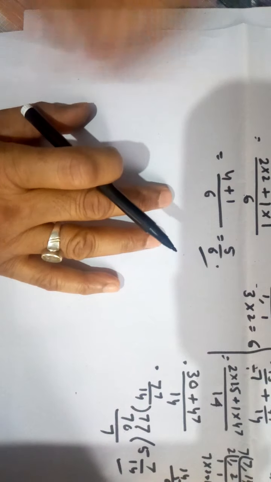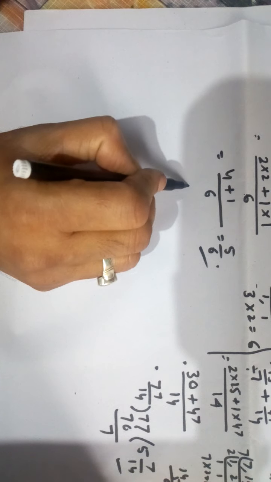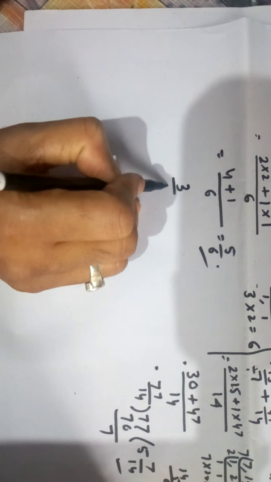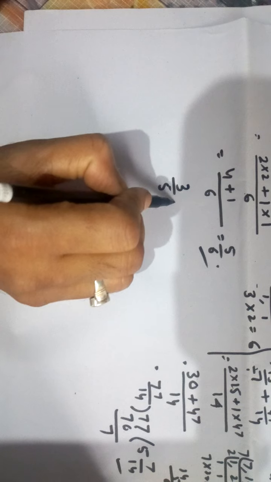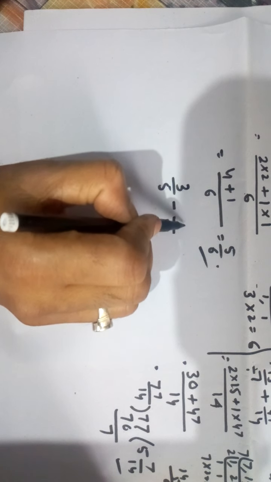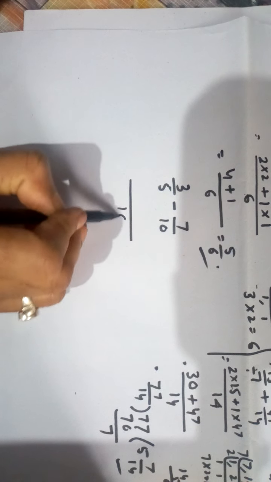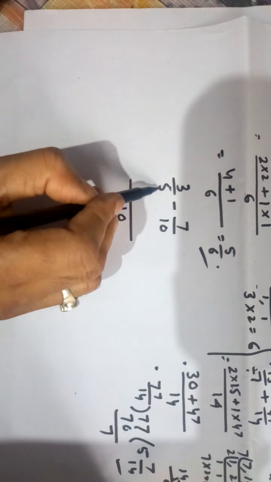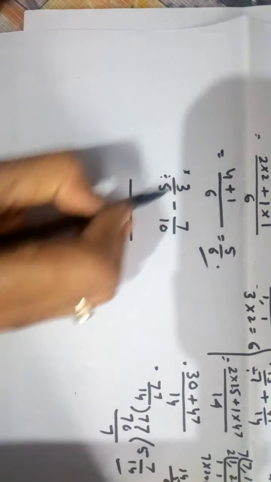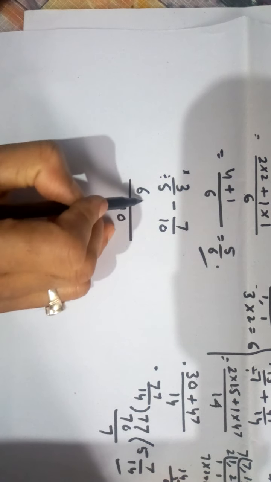How to add? Now I show you subtraction. Subtraction is the same process. Suppose 3 by 5 minus 4 by 10. You have to find the LCM of 5 and 10. We get 10. Same process. Divide by the denominator and multiply by the numerator. 10 divided by 5, 2. 2 into 3, 6.